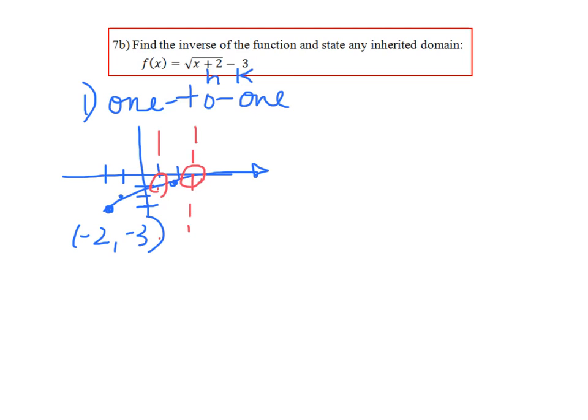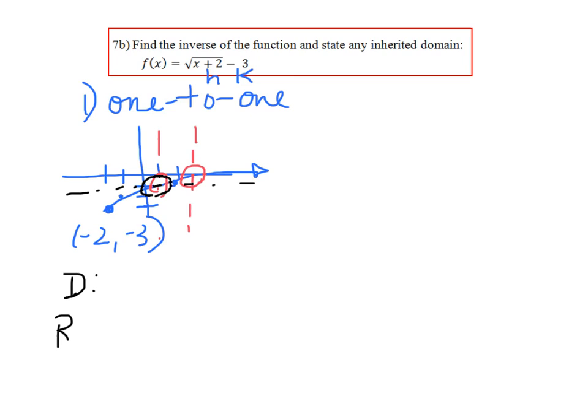So then I'm going to do the horizontal line test, and I'm going to go here, and I see that only one x value is crossed to one y value, so I know that it passes both the horizontal and vertical line test, so it is indeed one-to-one. At this point, what I'm going to do is state my domain and my range.